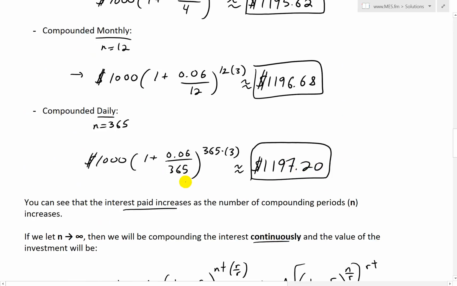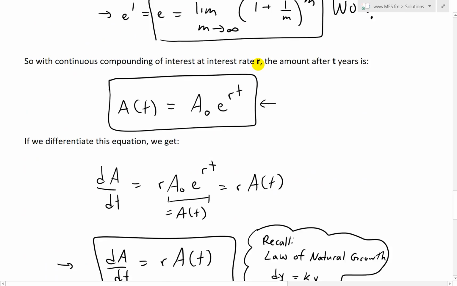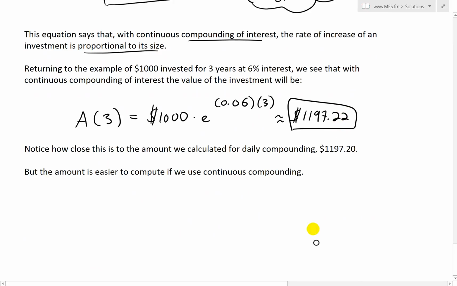This is very similar to our compounded daily amount right here, which was 1197.20. But notice the equation for the daily amount, 365 times per year. As you can see, that compounding formula is much more complex than our simple e to the rt formula, and we got pretty much almost the exact same answer, with only 2 cents difference. I've written that here as well. Notice how close this is to the amount we calculated for daily compounding, 1197.20, but the amount is easier to compute if we just use continuous compounding, using this wonderful number e.